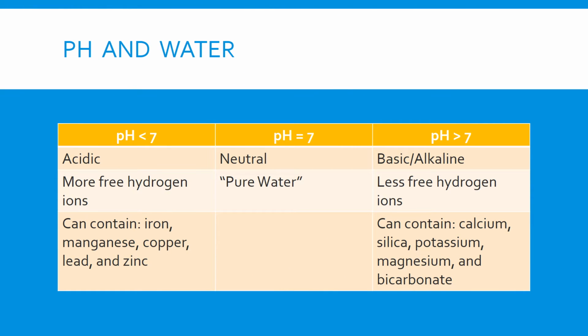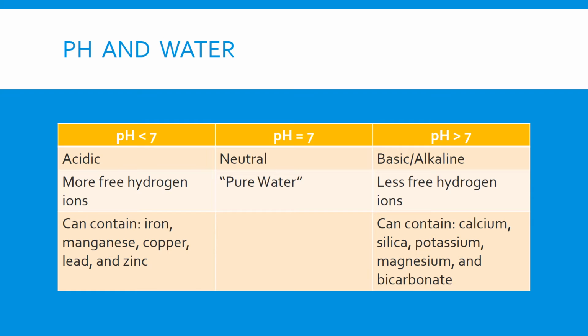Take a look at the chart. A solution that has a pH of 7 is neutral, and pure water has a pH level of 7. Now, pH of water below 7 is considered acidic. Acidic water is referred to as soft water. It has more free hydrogen ions than pure water. And acidic waters can contain iron, manganese, copper, lead, and zinc, which make the water acidic.